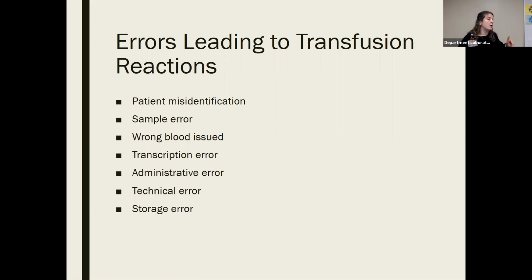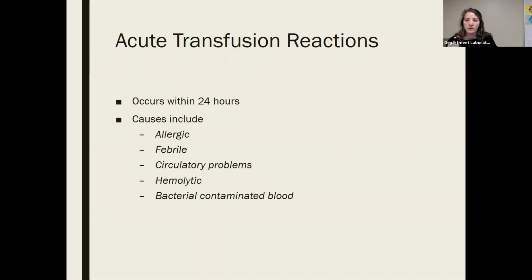And then platelets, you know what, kept at room temperature. Platelets are the number one product associated with bacterial contamination, and it's just because they're kept at room temperature. All right, so let's talk about our acute transfusions.